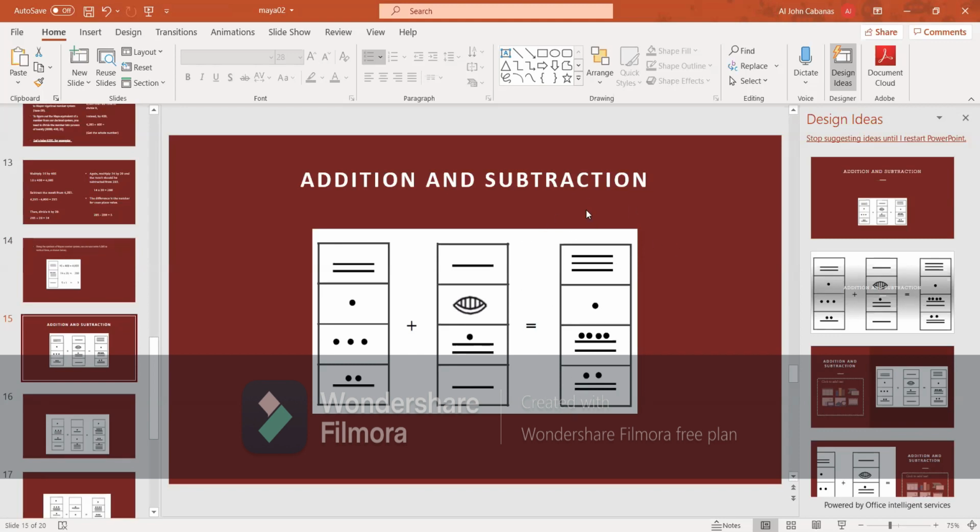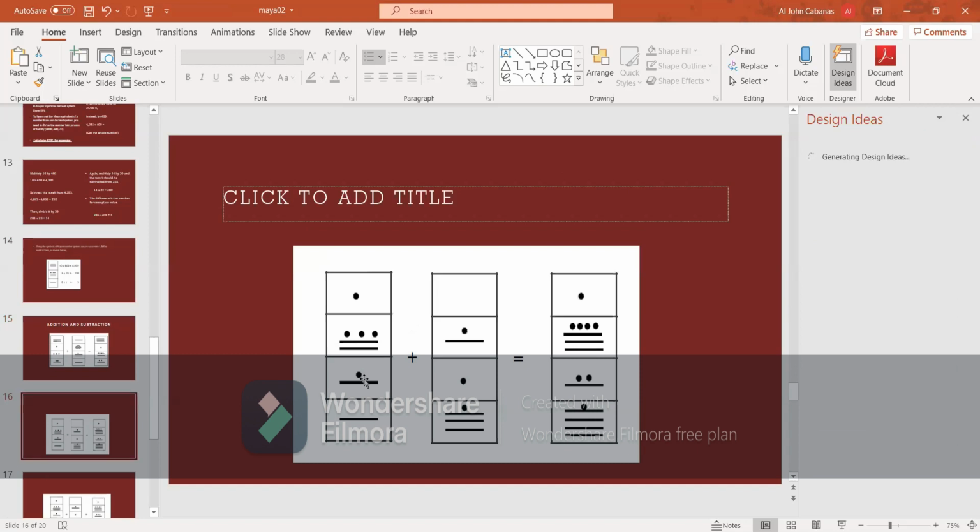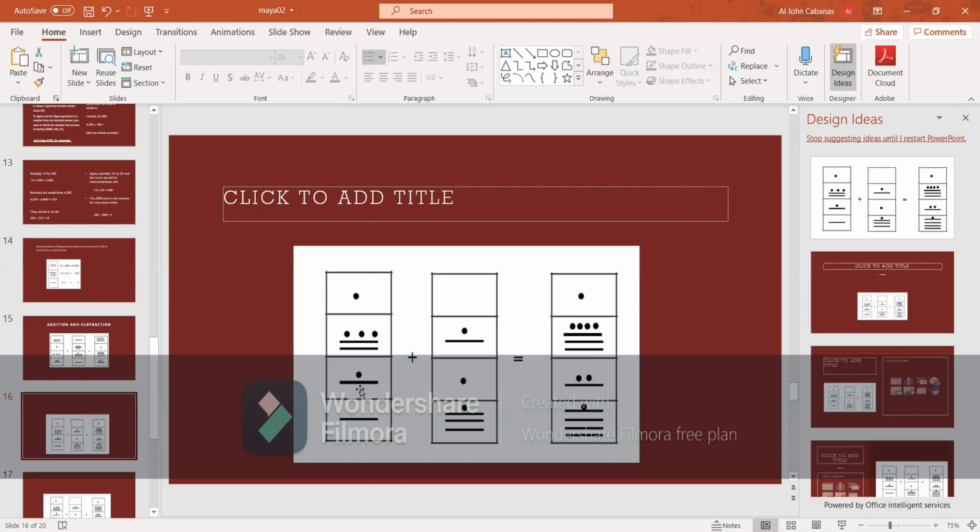Okay? So, simple lang naman yung addition, guys. So, ganito lang yung addition natin. Next step, we have here 1 bar plus 3 bars is equals to 4 bars, right? And then, of course, wala namang ibang dot dito. So, 1 dot, copy lang. And then, next step, 1 bar, copy lang.